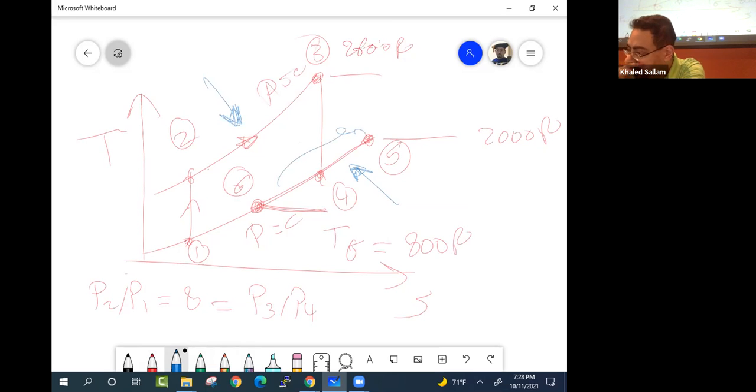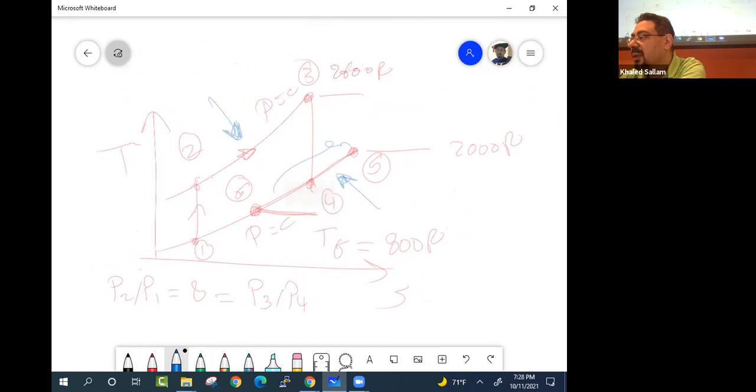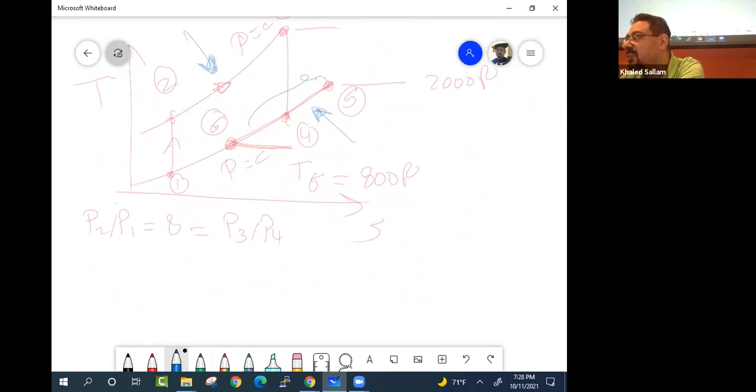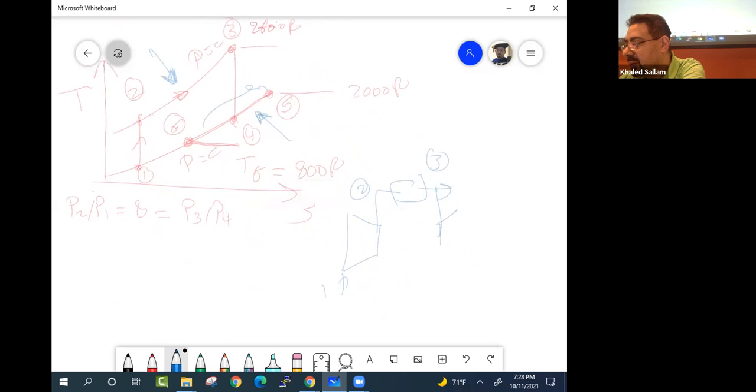Right? So this Brayton cycle consists of a compressor, 1 to 2, a combustion chamber, 2 to 3, and a turbine, sitting on the same shaft, and then this is connected to a generator. They take you from 3 to 4. This is the compressor, and this is the turbine.